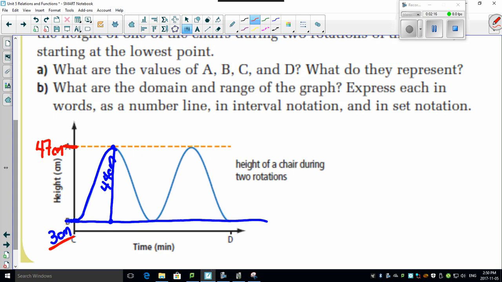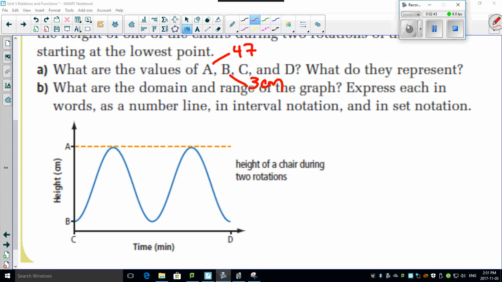Okay, now let's do the rest. What are the values of A? Simple, we just figured it out: 47 centimeters. So it goes up to that height, and then it comes back down, but all this time, it stays 3 centimeters above the ground. All right, so what is B? B is right here. What's the height off the ground? Easy, 3 centimeters.